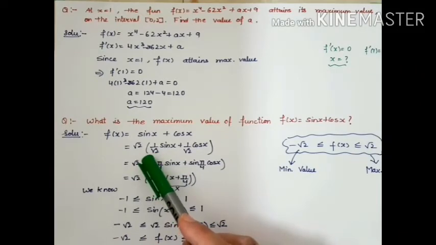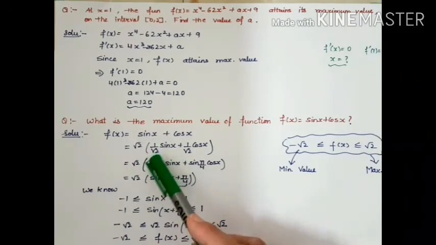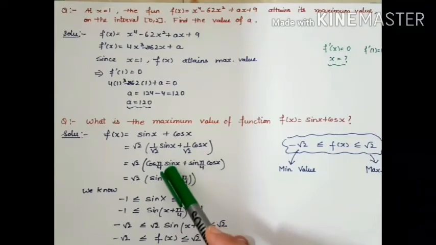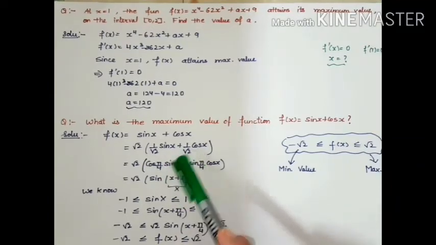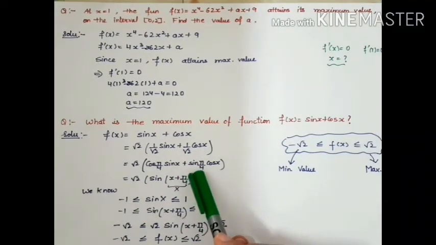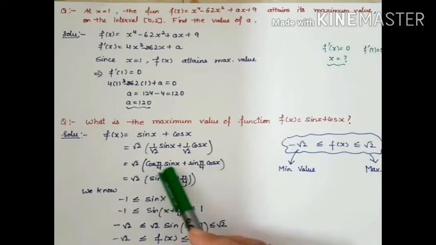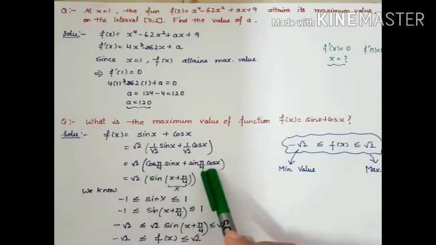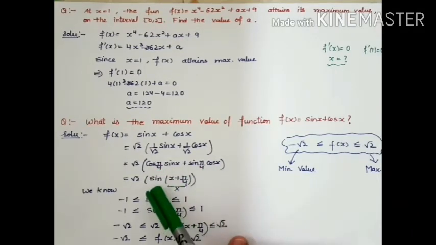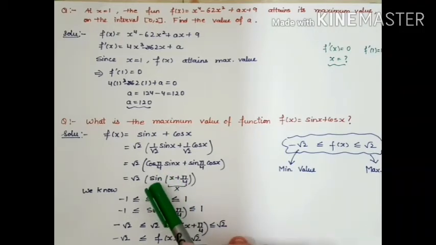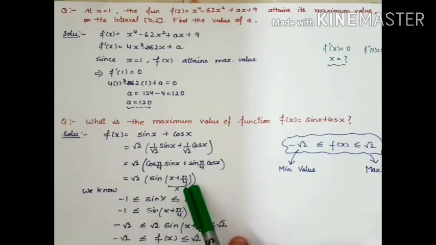So for that reason only, I am going to write my 1 upon root 2 as cos of 45 degree, which is cos of pi by 4 sin x, and this 1 by root 2 I am going to write as sine of pi by 4 and cos x. What is the advantage of this? This whole expression will reduce to one single term because this has now become the formula of sine of a plus b. So I can write it as sine of x plus pi by 4.